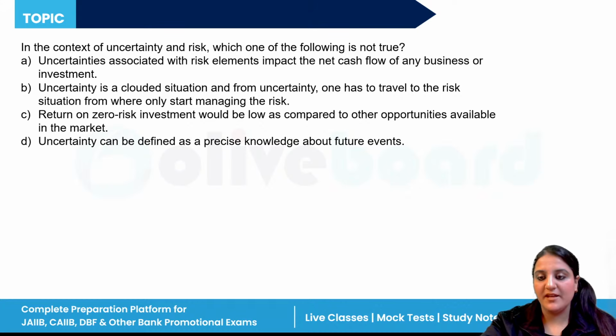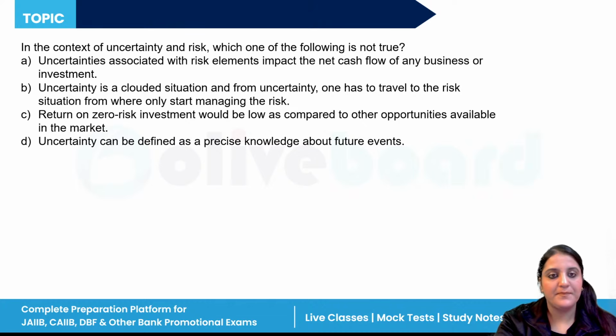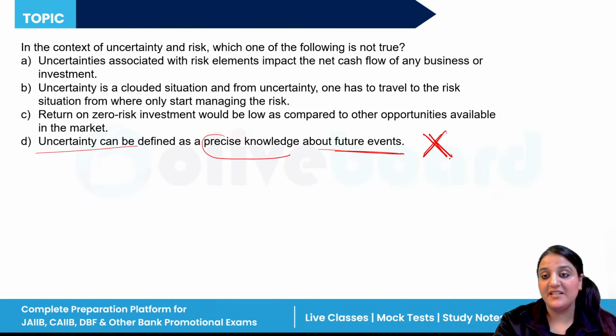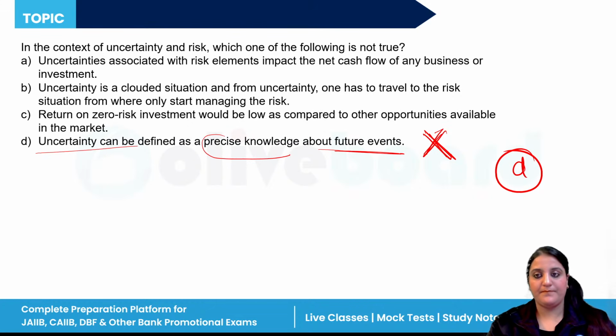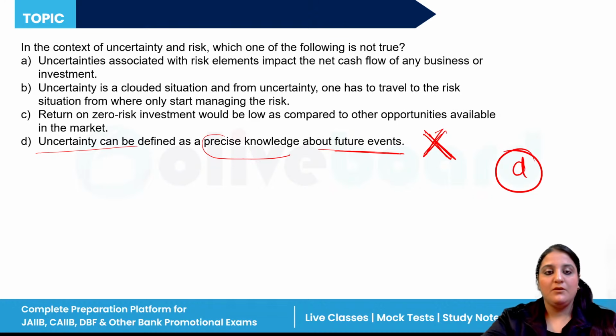So in this case, which answer is correct? Uncertainty can be defined as precise knowledge about the future event. No, this is completely not true. We don't know in uncertainty what will happen in the future. So option D is correct here. So next question.